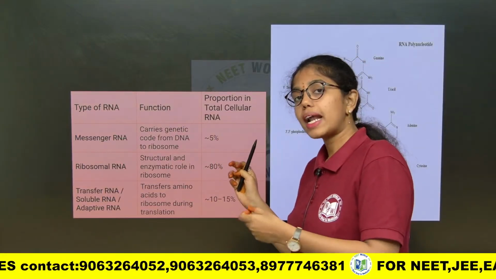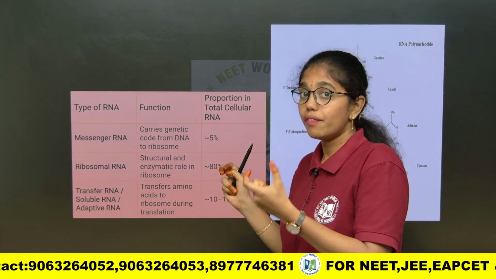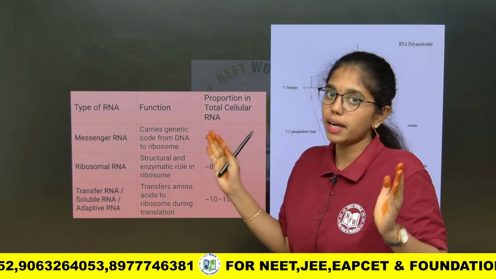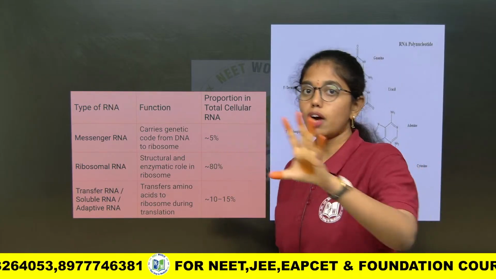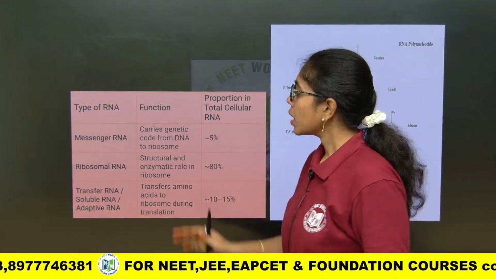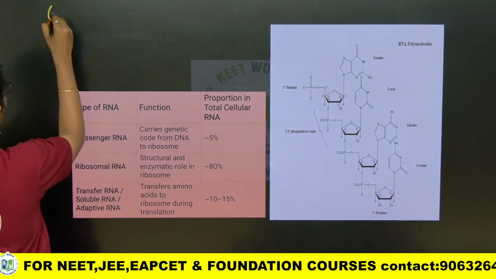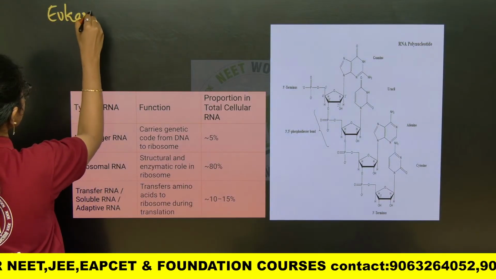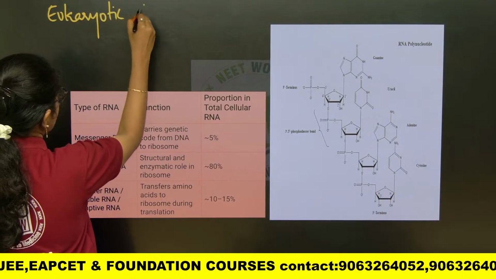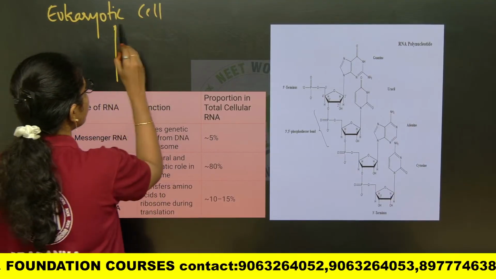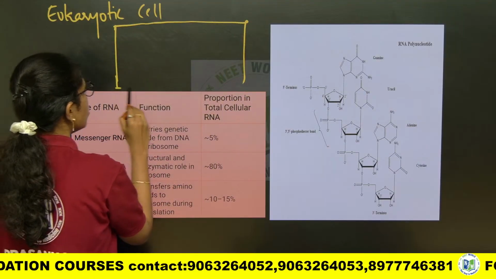Few RNAs, like in reoviruses, you can see double stranded RNA sometimes, but in most cases RNA is what? Single stranded. So Chargaff's rule is not applicable to RNA. When it comes to eukaryotic cells, you can see three types of RNAs. Let us look into those RNAs in detail, which is most important.